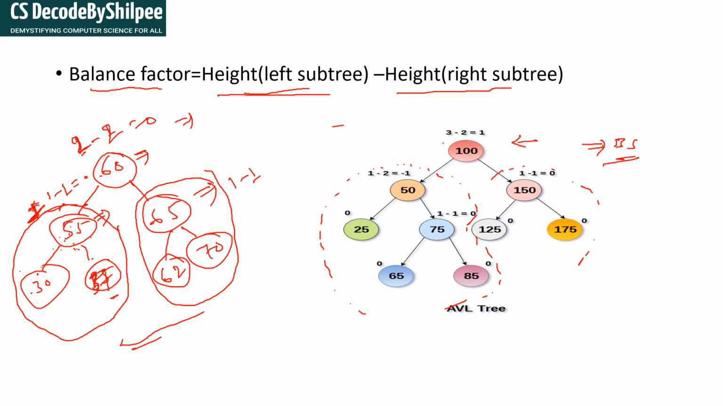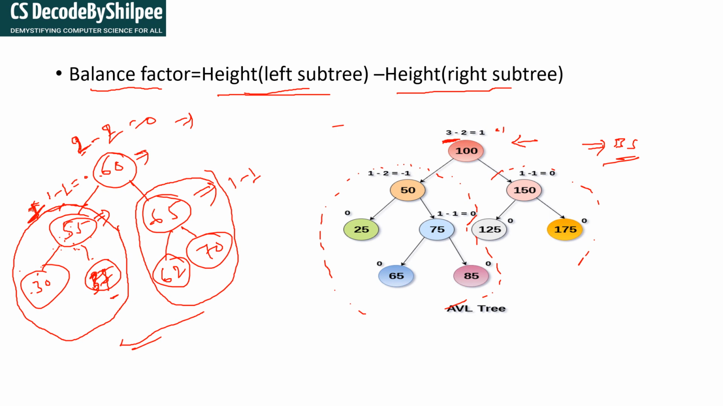So if I calculate the height of the left subtree, what is the height? Always take the maximum height. This is one line, this is another line, this is another line. This is the maximum path. So the height of the left subtree of 100 is 3 and the right subtree is 2. So 3 minus 2 is what? 1. I am getting 1.